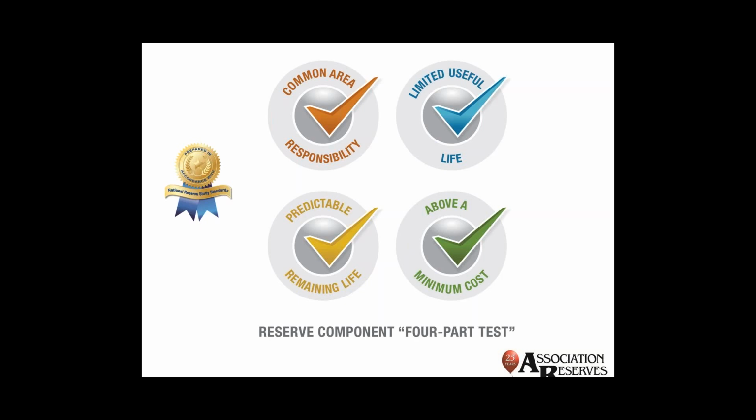So starting at top left, it needs to be a common area maintenance responsibility. Then it needs to have a limited useful life with a predictable remaining useful life. And the 4th test is it needs to have a minimum threshold cost of significance, so above a minimum cost. And that often means somewhere in the range of 0.5% to 1% of the association's annual budget.